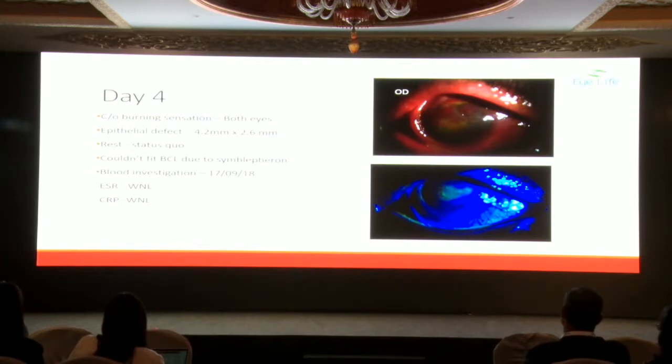As you can see, there is an epithelial defect about 4.2 by 2.6 millimeter. We tried fitting a bandage contact lens, but that wouldn't stay because of the symblepharon. And in the meantime, we had got an ESR and a CRP done, which are all normal. But then the patient was already on immunosuppression, so this didn't have much of a meaning though.